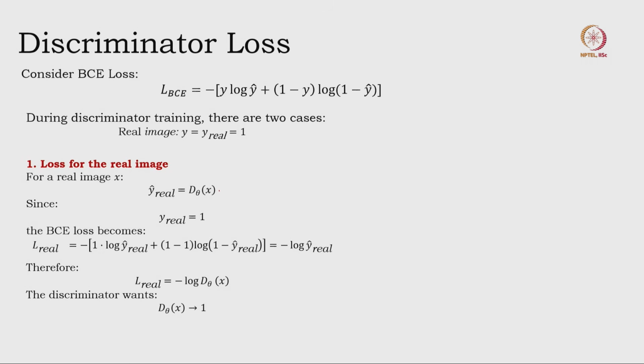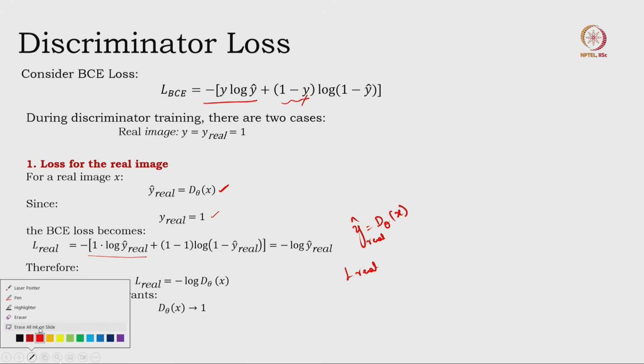Whatever the model has predicted is D theta of x, so y hat is D theta of x, and for the original, y real is 1. Just go back to the formula and substitute. When y is 1, 1 minus 1 becomes 0, and this entire term becomes 0. Then you are left with only this term. What is y hat? Y hat is D theta of x, and this is for real images. So what you have obtained is the L real loss. This is the loss formula we have obtained.